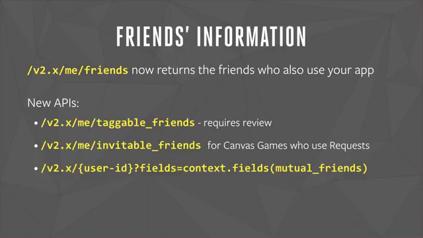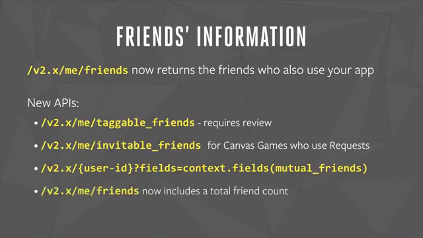If you want to surface the mutual friends between two people, the Social Context API has a mutual friends field which returns the specific IDs of the mutual friends who also use the app, as well as a total count of mutual friends. Lastly, the Friends Edge now includes a total count of the person's friends, both those who do and do not use your app.